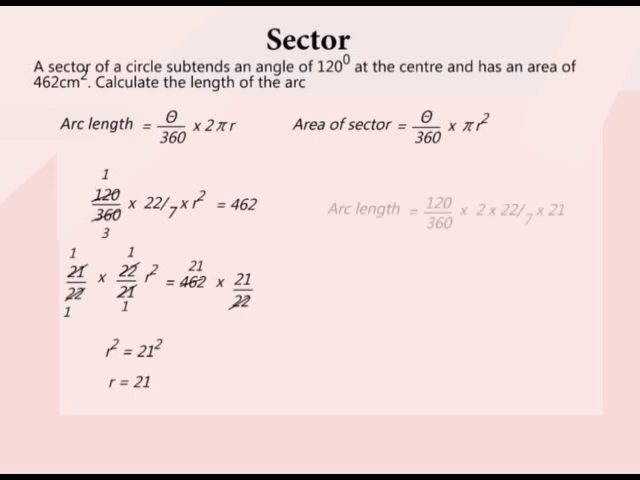Arc length is equal to 120 over 360 times 2 times 22 over 7 times 21. Cancelling, that gives us 44 centimeters.